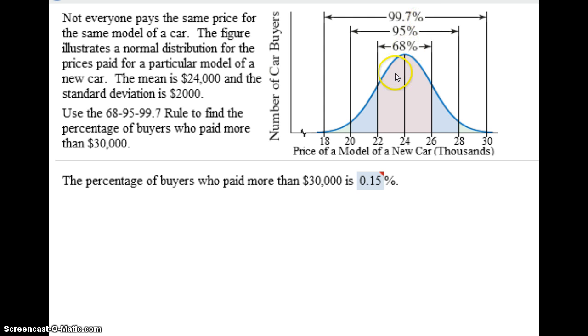Almost everybody. So the people who pay more than 30 and the people who pay less than 18 are the only ones left off of this percentage. And so that would be 0.3% who pay more than 30 or less than 18. Well, half of them pay more than 30 and half of them pay less than 18 because of the symmetry of the graph. So half of that 0.3% is 0.15. So there's 0.15 above 30, there's also 0.15 below 18. So the percentage who pay more than 30 is 0.15.